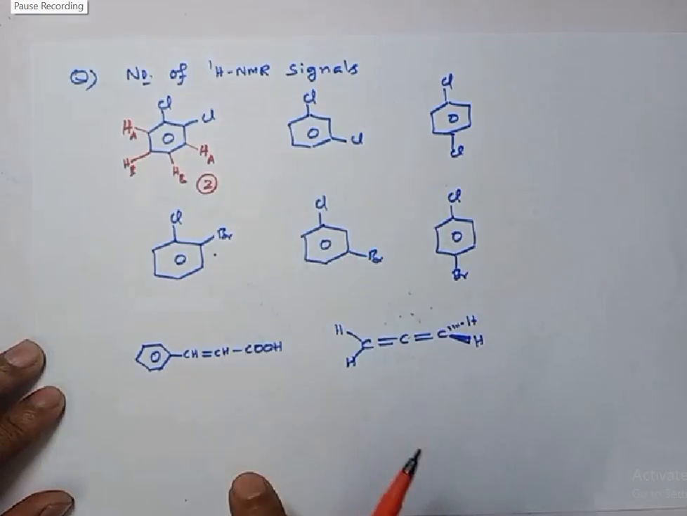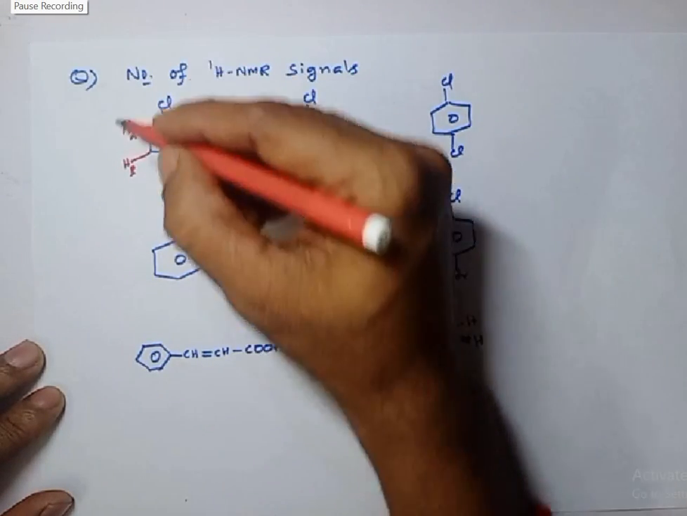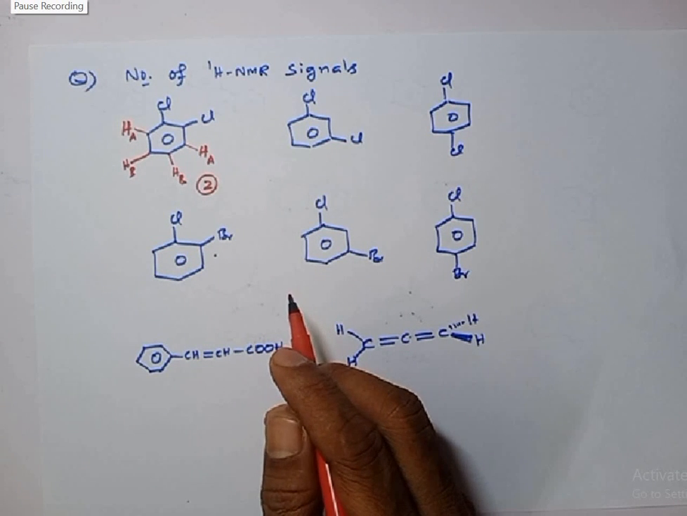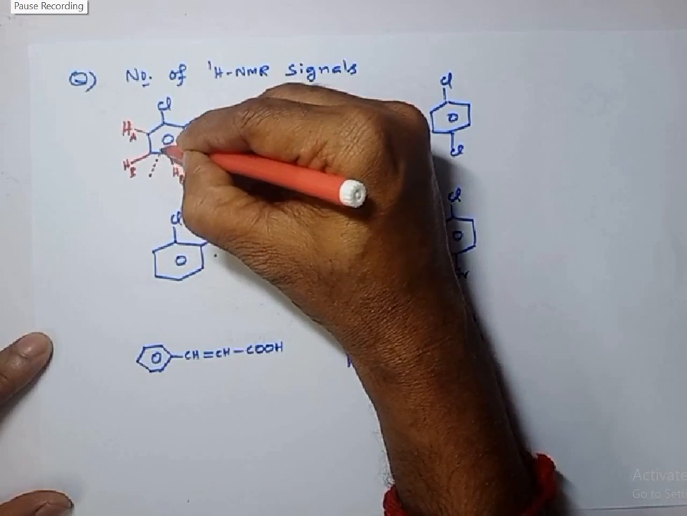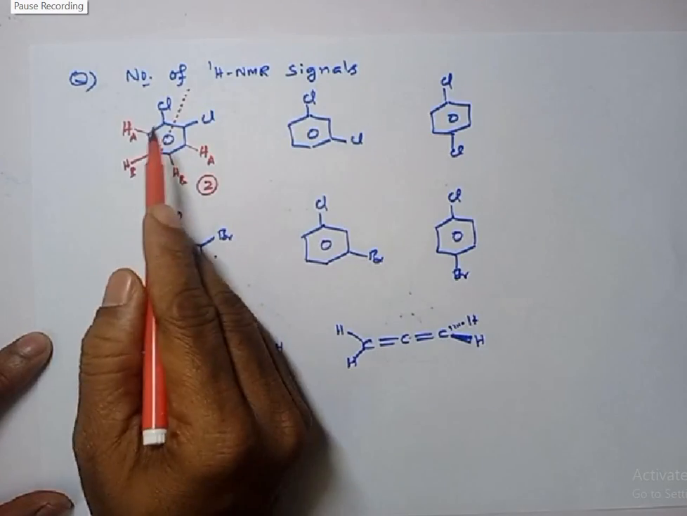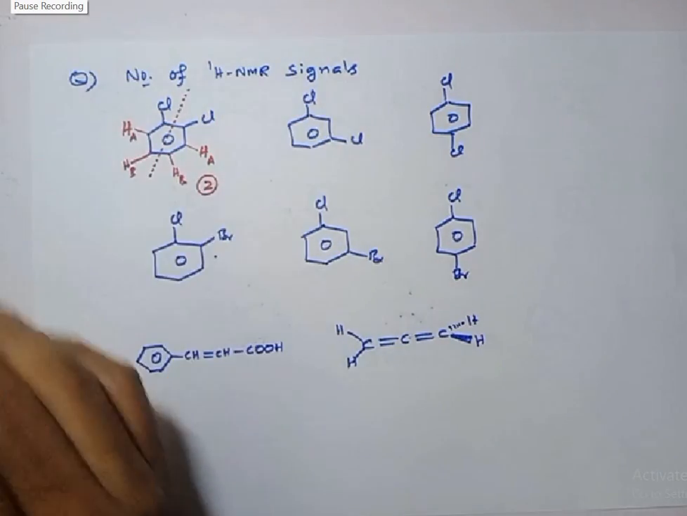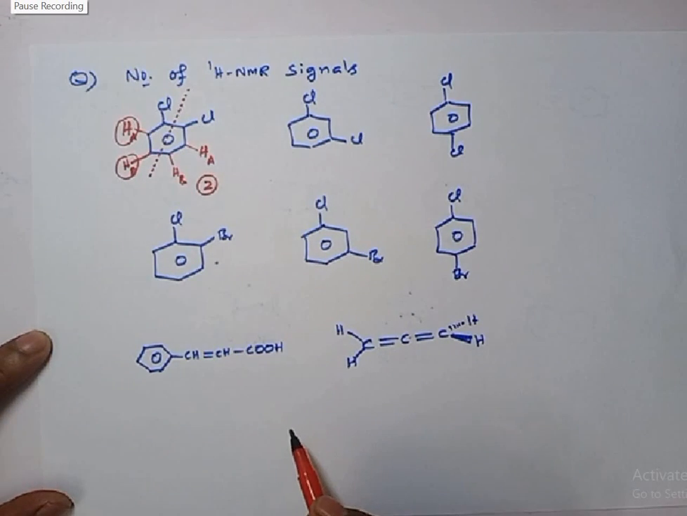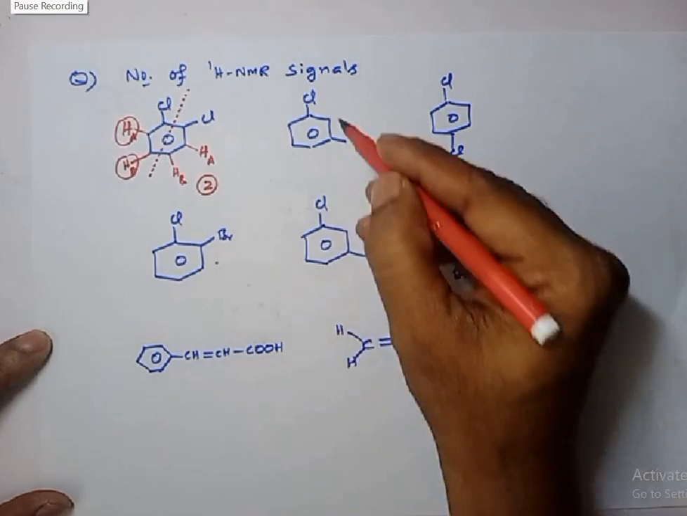Then in metadichlorobenzene, you can also use the plane of symmetry idea here, or axis of symmetry. If I keep a plane here, then the protons on the left-hand side and the protons on the right-hand side are equivalent. So here I have two protons, therefore we will get two signals. Two different protons.